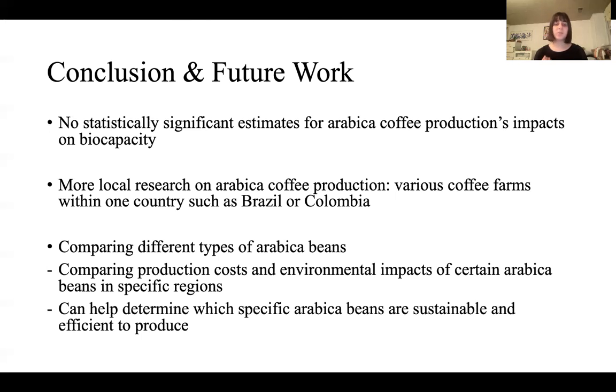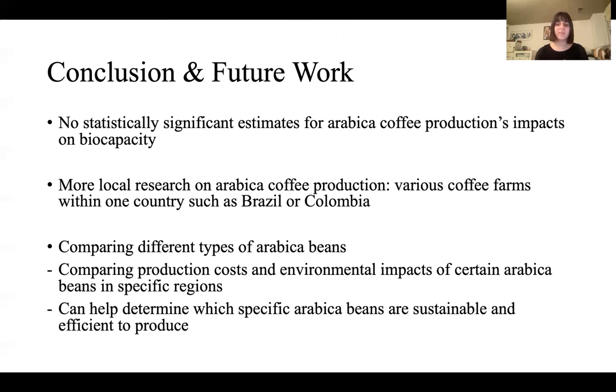So I think future research could really focus on comparing different types of coffee beans, different types of Arabica coffee beans, and their impacts on the environment. As I stated before, there is so much prior research focusing on specific coffee beans and only that coffee bean. I think it would be so much more beneficial to put those different coffee beans in conversation with each other and analyze their impacts not only on the environment, but also comparing their production costs to understand which specific Arabica beans are the most efficient yet sustainable to produce.